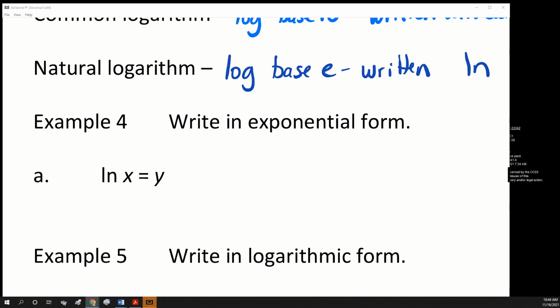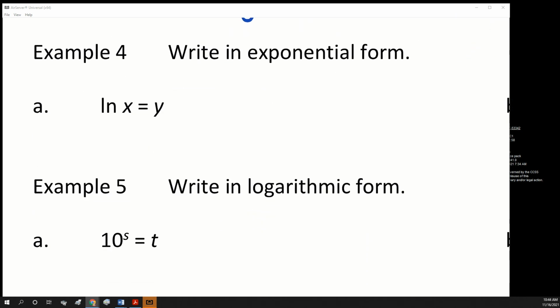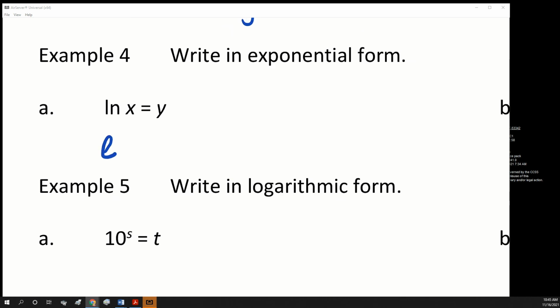But if you remember logs, it's at least one extra question you can get right on the ACT. Okay, so on example 4 we're going to do the same thing we just did, just with common log and natural log. So we have the natural log of x equals y. What is the base? E. What's the power? Right. E to the y equals x.